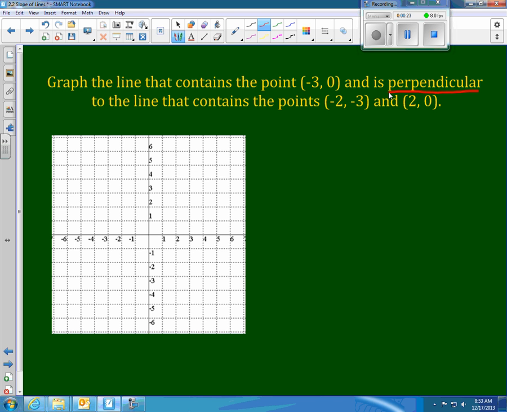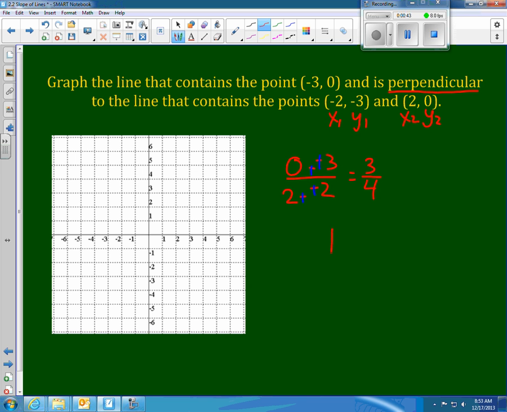Perpendicular, we're thinking opposite reciprocals. So first we need to find our slope of these two given points so we can find the perpendicular slope. So we have 0 minus -3 over 2 minus -2. Remember that the minus and negatives are going to turn to plus positives. So we get 3 over 4.